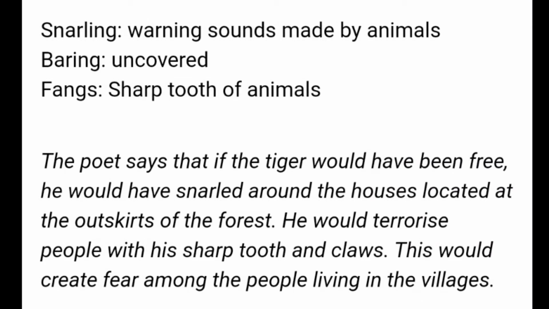The poet says that if the tiger would have been free, he would have snarled around the houses located at the outskirts of the forest. He would terrorize people with his sharp teeth and claws. This would create fear among the people living in the village. So now the animal, the tiger, is in the cage. Suppose the tiger would be in the forest, what will it do? It will be making noise and making people fear by showing his teeth.